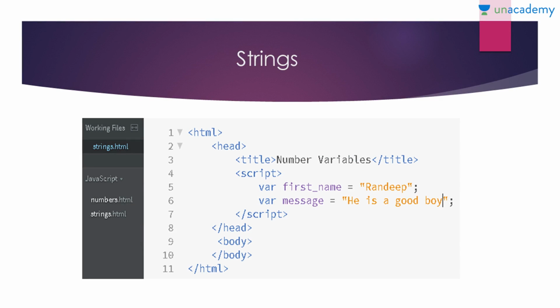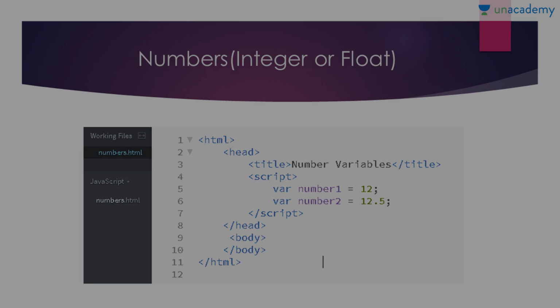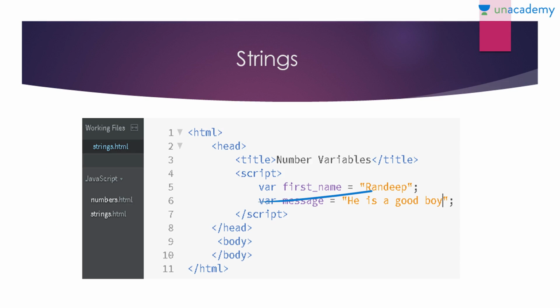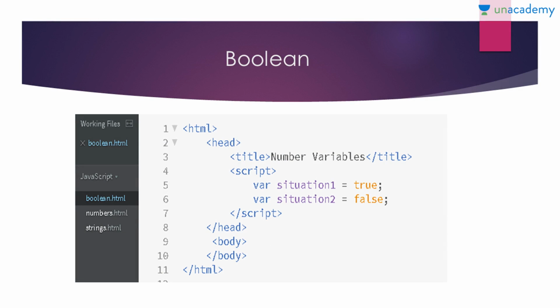In the same way, if I want to assign a string, I will use firstName. You can use any name you want. You just have to follow a few rules before writing a variable. Here you can see I used firstName and message. The firstName is Randeep and the message is "he is a good boy". So in this way, I can simply assign a string variable. In the same way, if I want to assign a boolean, I can simply use variable situation1 is true and variable situation2 is false, right? So in this way, I can assign the value for a boolean.